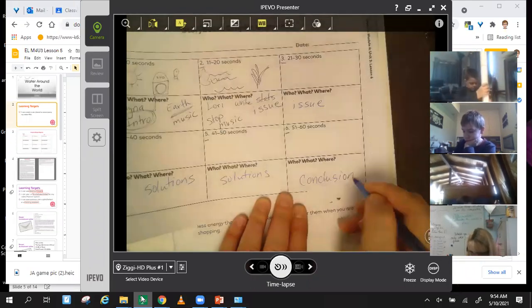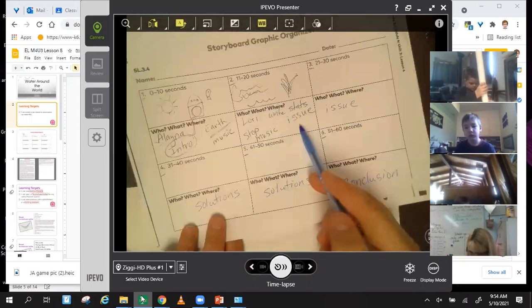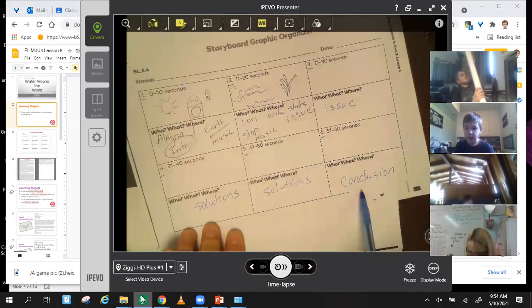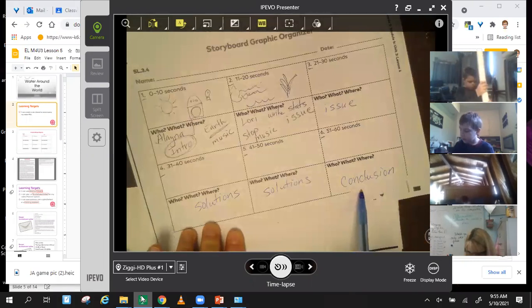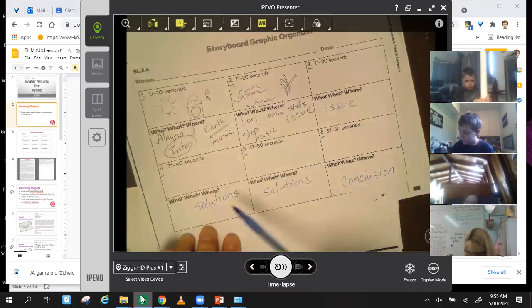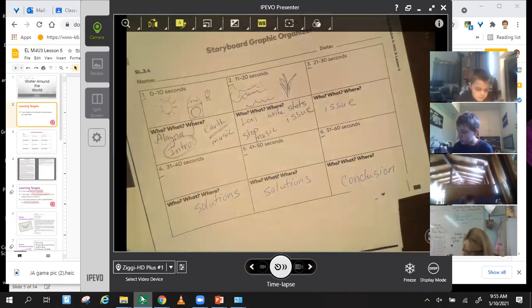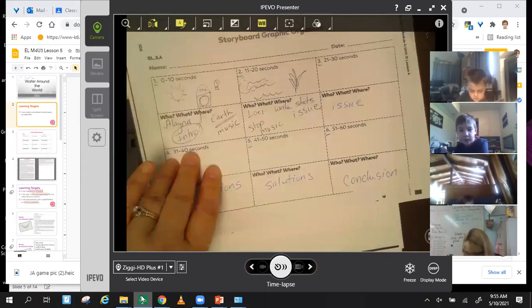All right. So I have two about the issue, two about the solutions, and one that wraps it up, right? Where we ask our friends, our listeners to help us out and tell them how desperate we need their help. All right. So those are the basic ideas, but you're going to write more here, but it's just a plan, right? We're not rewriting the whole thing. You already wrote your script. So you already have what the words are going to be that go with it.